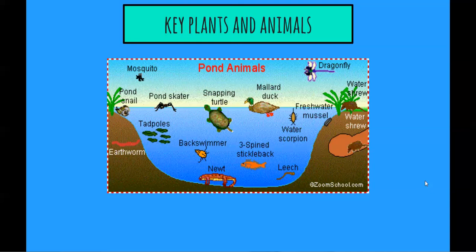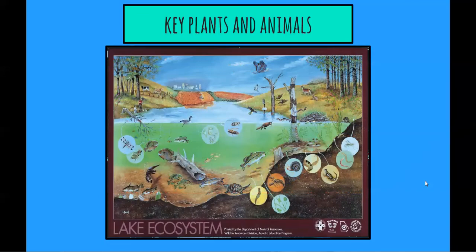So this is a pond ecosystem. Obviously, ponds are shallower than lakes. So when we look at the lake ecosystem, it's much more diverse, and there's a lot more different types of organisms that will be in the benthic zone or in the different zones.